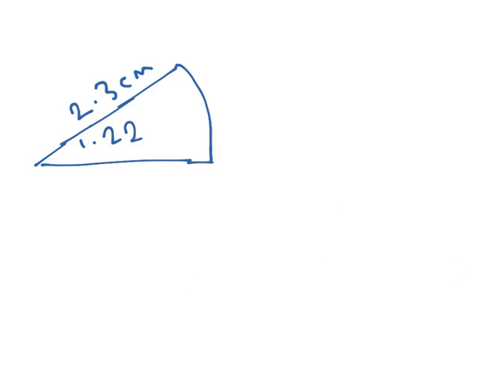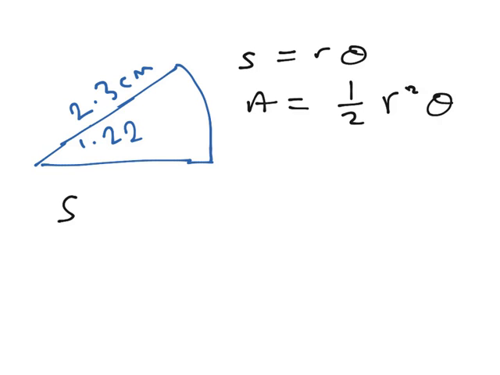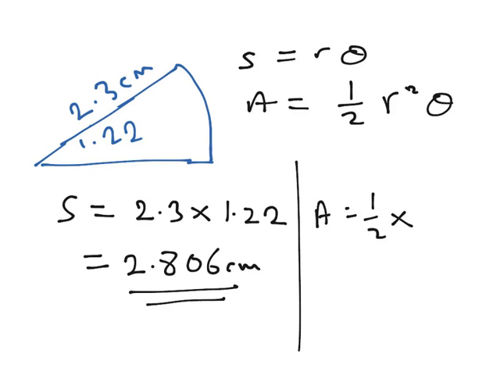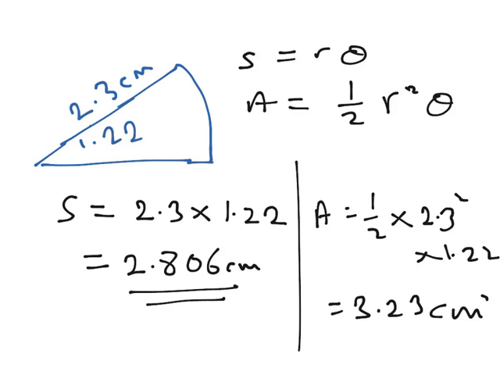So under equations, the arc length S equals R theta, and the area is a half R squared theta. We've got R, we've got theta, nothing can stop us now. So S equals 2.3 times 1.22, so the arc length is 2.806 centimetres, and the area is a half times 2.3 squared times 1.22, which is 3.23 centimetres squared. So there are some very basic calculations using radians.